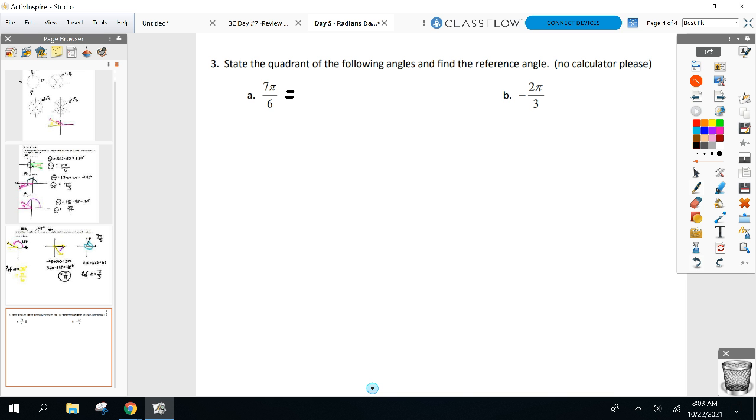What have we been going over today? Pi over 6 is the same as what in degrees? 30. What's with it? 7. Times 7. Okay, 210. So there's the angle, 210.